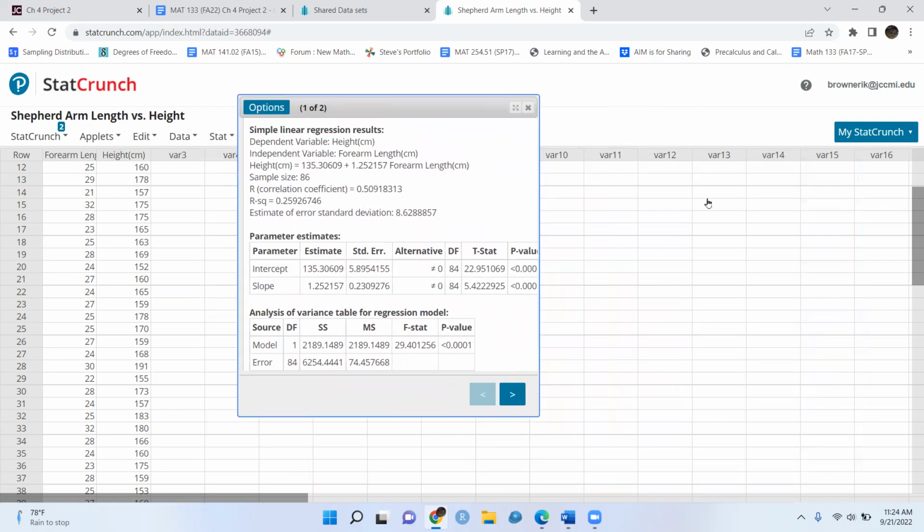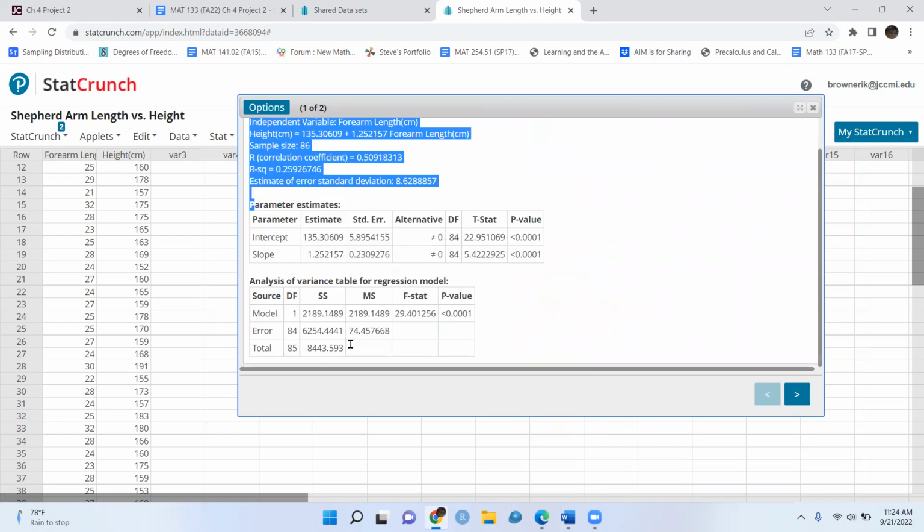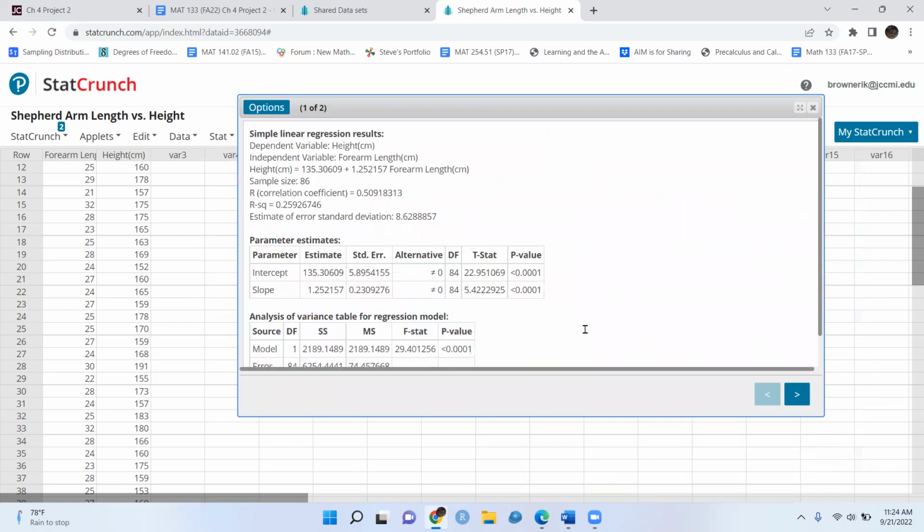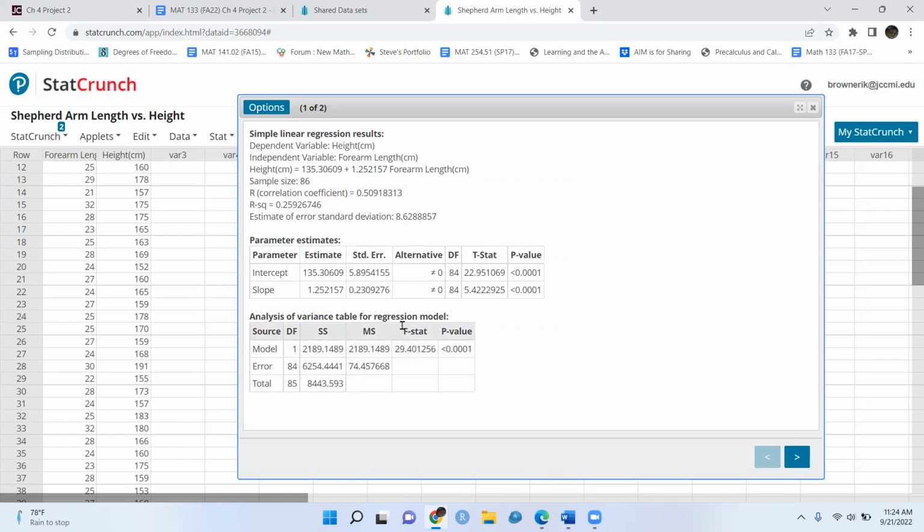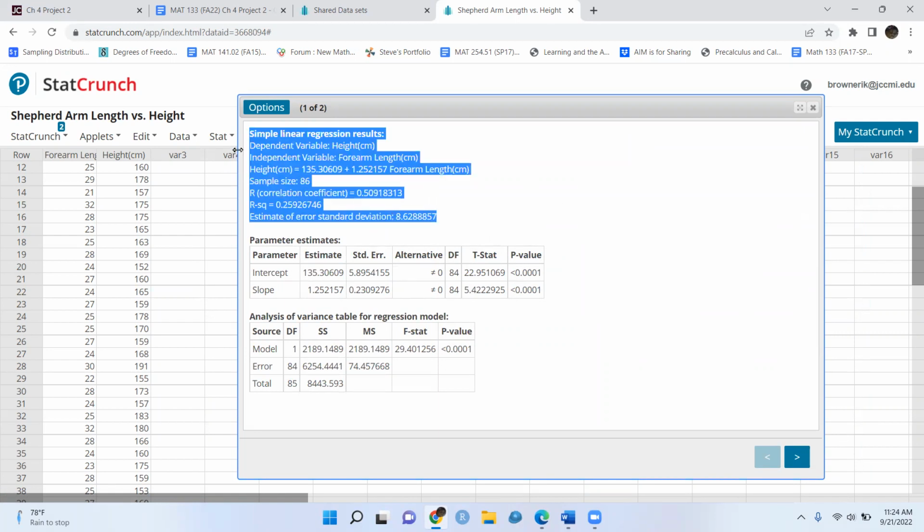There's a ton of stuff we don't need. All these parameter estimates and stuff, we don't talk about that. I did that in grad school. The F-stat and the p-value. You'll learn about p-values later, but not in this context. All you need is this top part under the simple linear regression results. And I'm just holding my mouse down and dragging to do this selection.